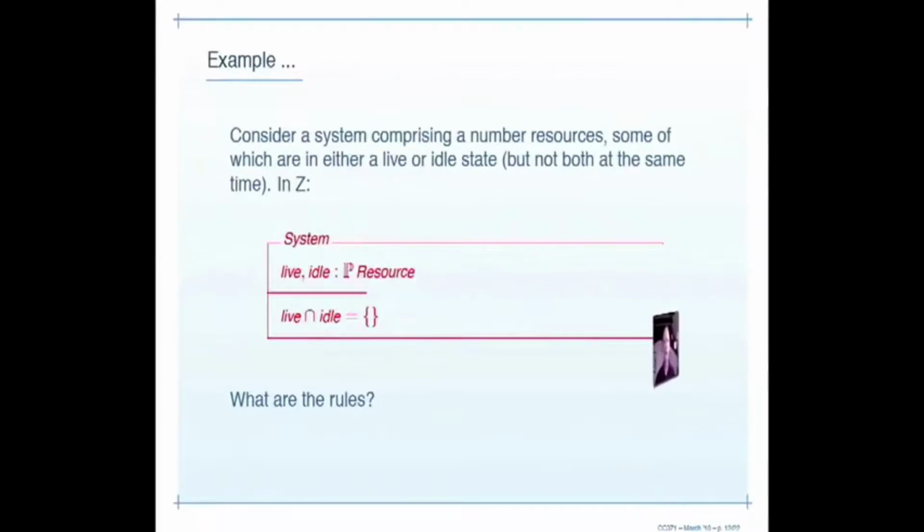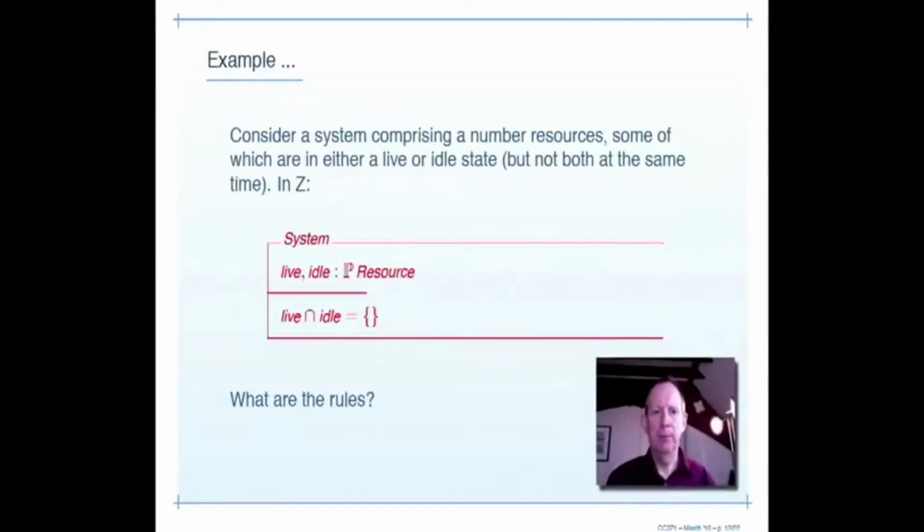Now we're going to look at a slightly more ambitious example. Let's consider a system which comprises a number of resources, some of which are in a live state and some of which in an idle state.